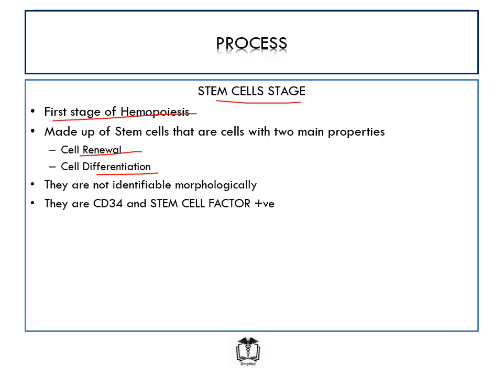One important thing to note about all stem cells is that they are not identifiable morphologically. We can't identify them by just looking at them under the microscope, but we can identify them by the presence of some markers or antigens on their cell membrane surfaces. All stem cells in the stem cell stage tend to have a CD34 marker and a stem cell factor marker. They are usually CD34 and stem cell factor positive. This is one way we can identify them, though we can't identify them morphologically.